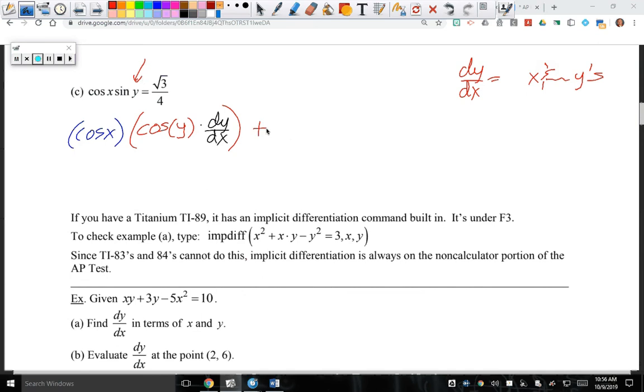plus the second times the derivative of the first. What's the derivative of the first? Negative sine of x. And yes, technically times dx over dx, but it's going to 1 out. Okay? Is equal to 0.